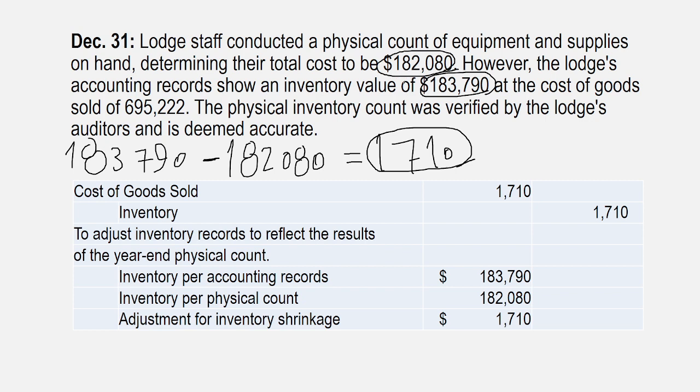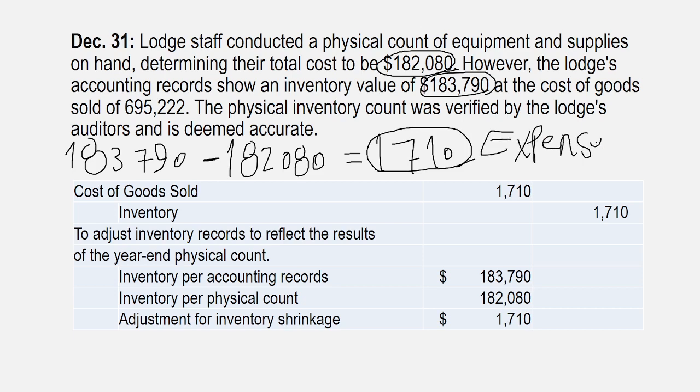So 1,710 of shrinkage takes place in this case. But how can we record this shrinkage? We need to use two accounts for this purpose: cost of goods sold and inventory. The amount for cost of goods sold is the difference, 1,710. In fact, this account increases because the cost is increased, and the inventory shrinkage is treated as an expense. This shrinkage behaves as an expense.